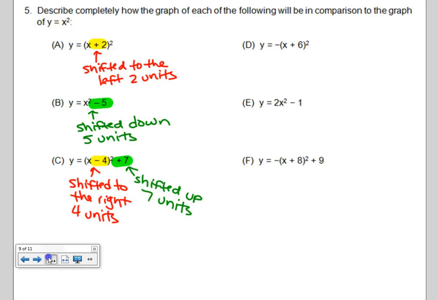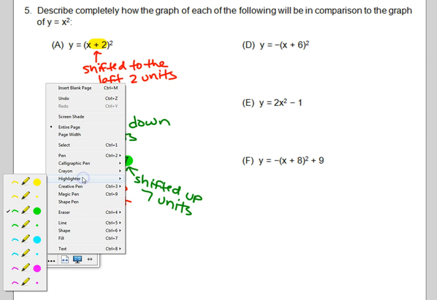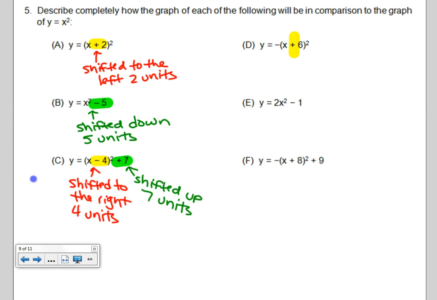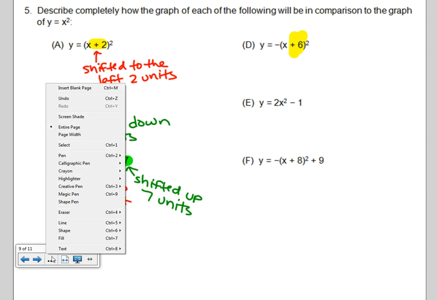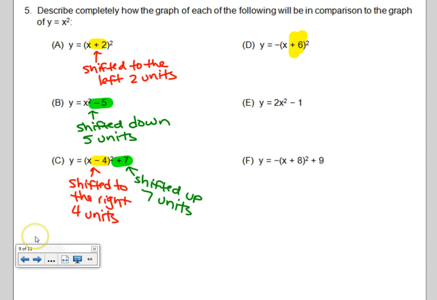On D, there are two changes. There's the +6 on the inside, and then there's that negative on the outside. So this negative means that it was reflected in the x-axis. That's the symbol for reflected in the x-axis. And then the last one, the +6 on the inside, that means it got shifted to the left 6 units.